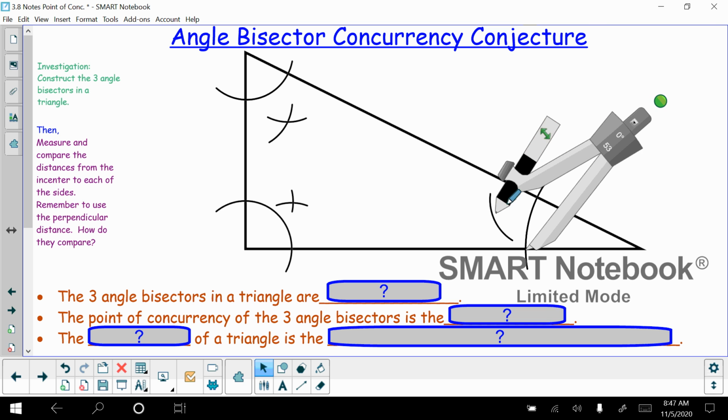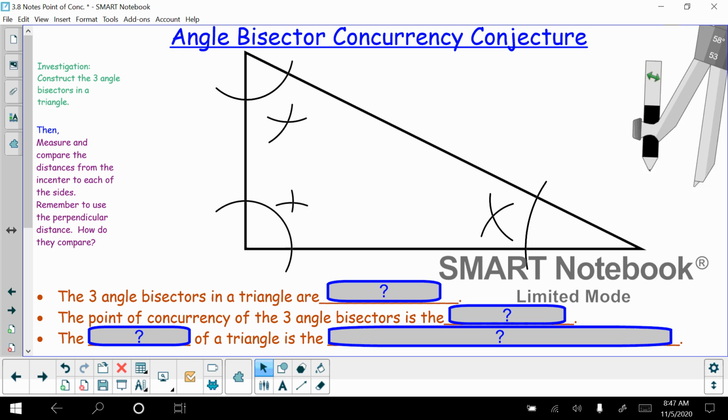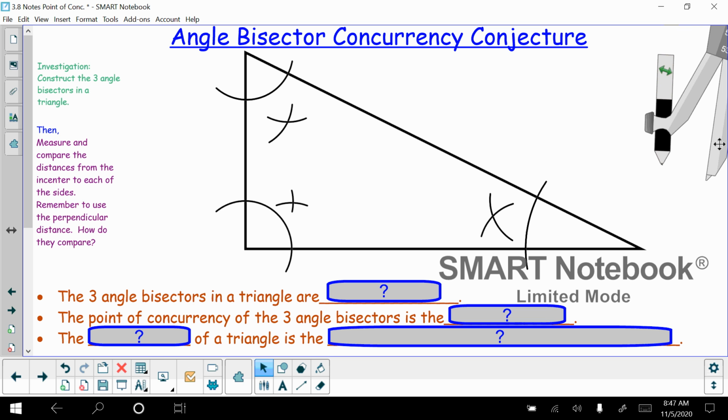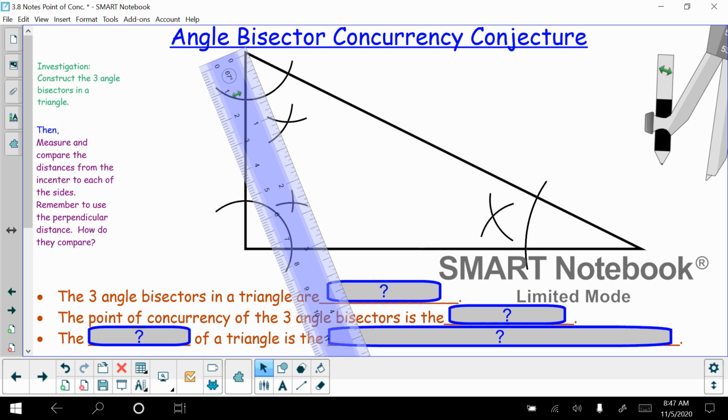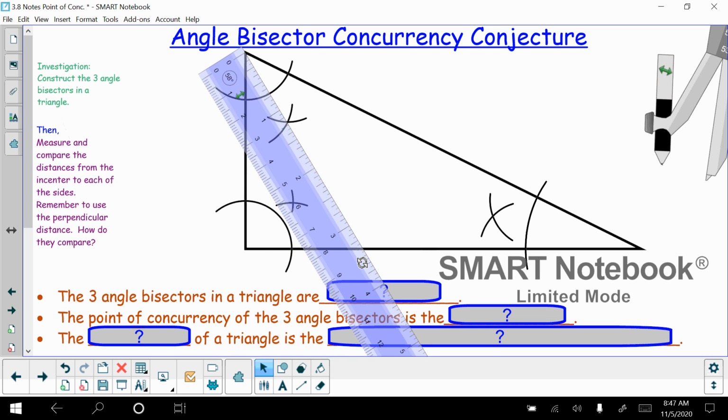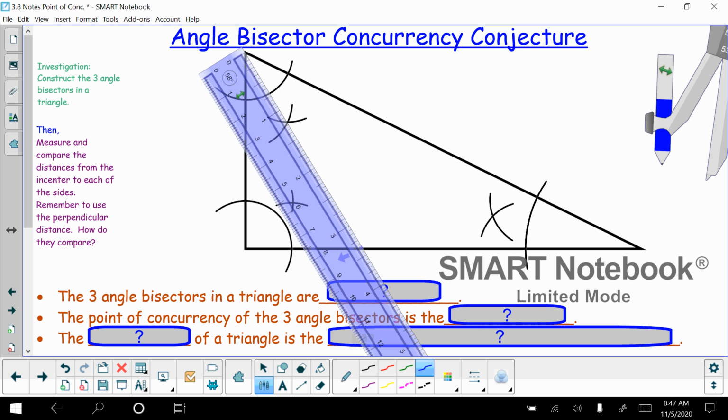So angle bisectors, you guys constructed pretty easily. Now I'm going to get my ruler and I'm going to make each angle bisector. Here's where you want to be real precise and make sure it goes straight through the intersection points. You want it to go perfectly through those, because if they don't, then it won't come out right.